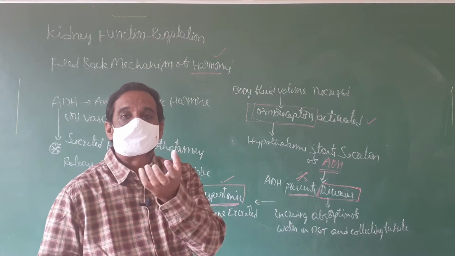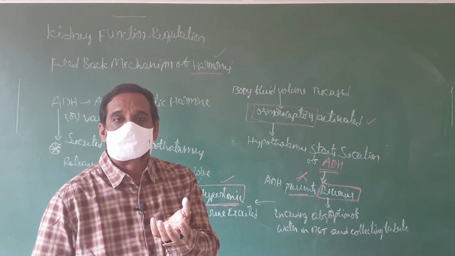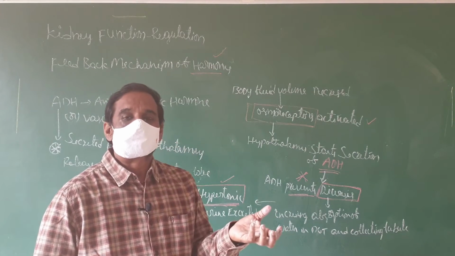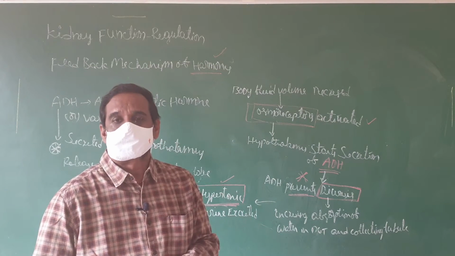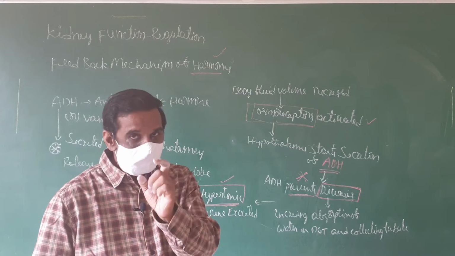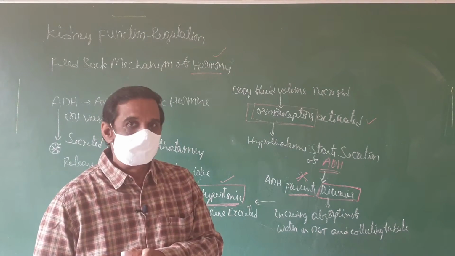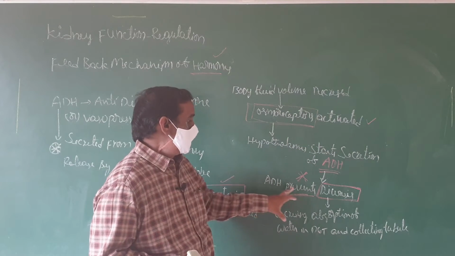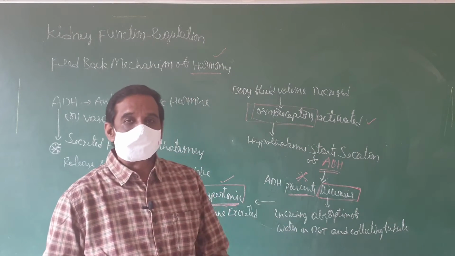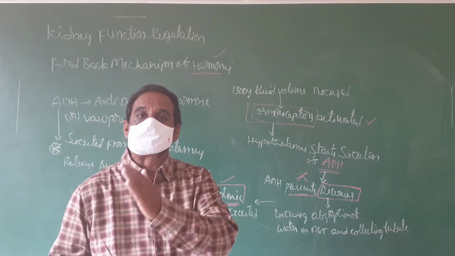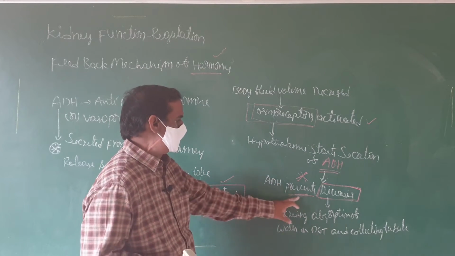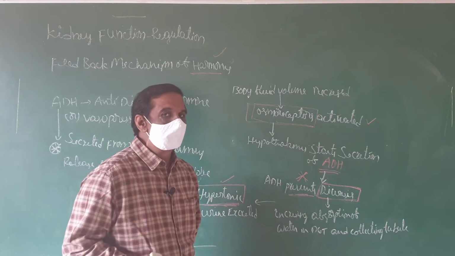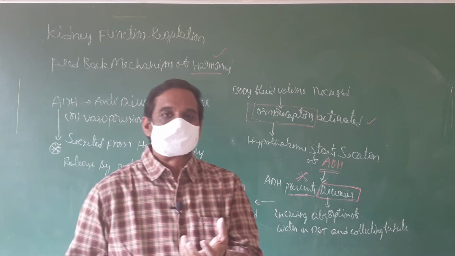What is ADH? ADH is a hormone, antidiuretic hormone. ADH is secreted from the hypothalamus and it is released by the posterior lobe of the pituitary. Another name for ADH is vasopressin. What is the function of ADH? ADH prevents diuresis. ADH prevents more urination. This is a very, very important word, you have to remember. ADH prevents diuresis.